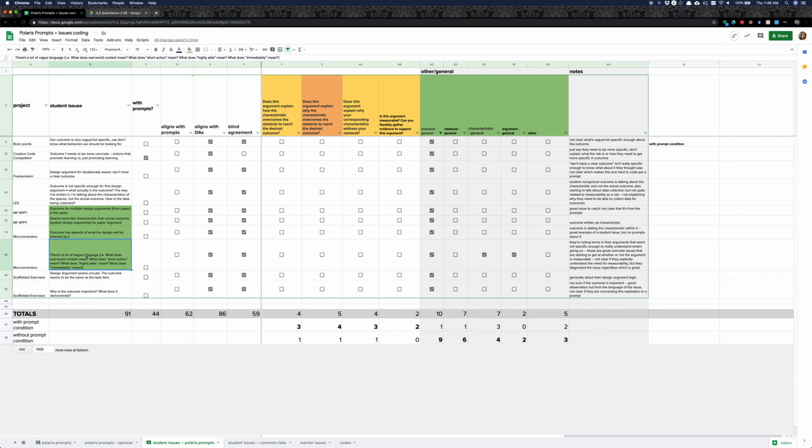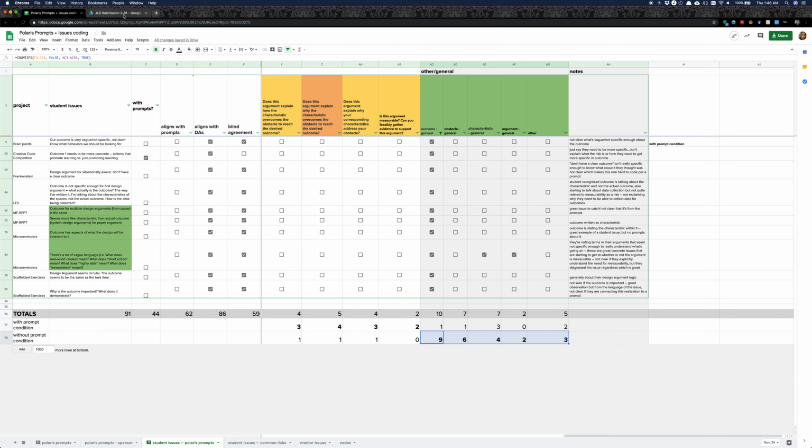I'm curious to dig deeper into the analysis to see if there might be other types of issues in these other general categories. Are there issues that students were able to catch, particularly in the setting where they weren't looking at prompts, that are actually important issues to catch in design arguments that would be good to encode as a prompt? Okay, so that's the progress that I made with the existing analysis.